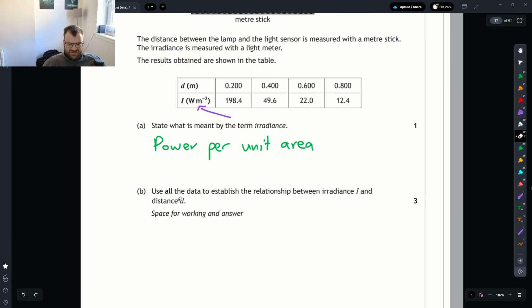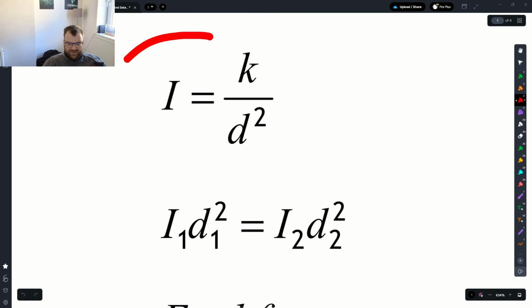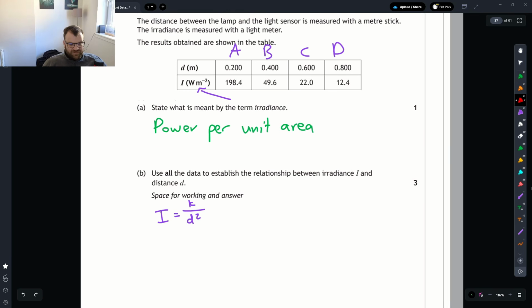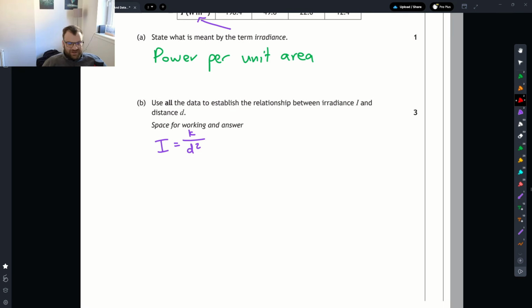We're then asked to use all the data to establish a relationship between I and D. I'm just going to label these to make it easier to follow them through. We are told D, we are told I. If only there was a relationship sheet that had something with both of them in there. So I equals K over D squared. If I equals K over D squared and we have D and I, we can work out what K is. So K is going to be those two multiplied together, remembering to square the distance.